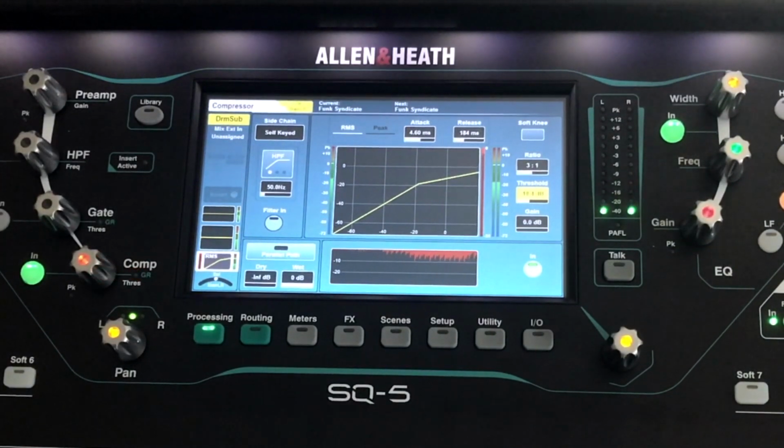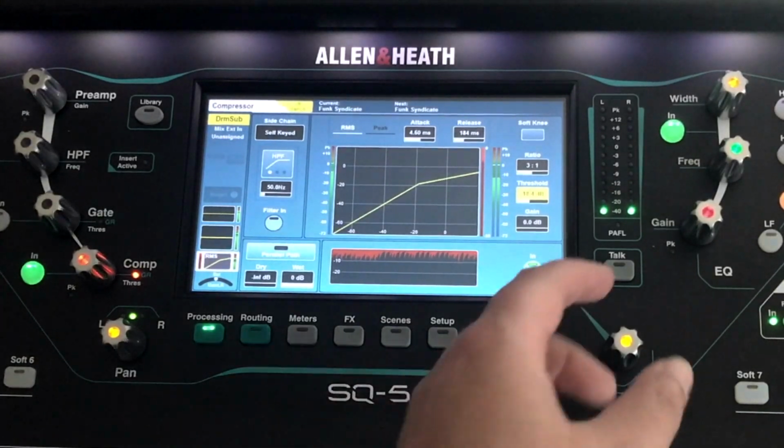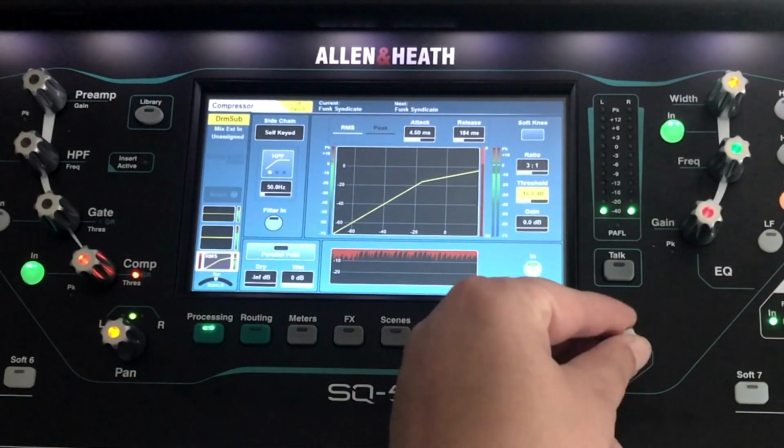And let me mute the bass here for us. So now we're only hearing the drums. We're only hearing this drum group right now. And if I adjust the threshold, I'll turn it up.